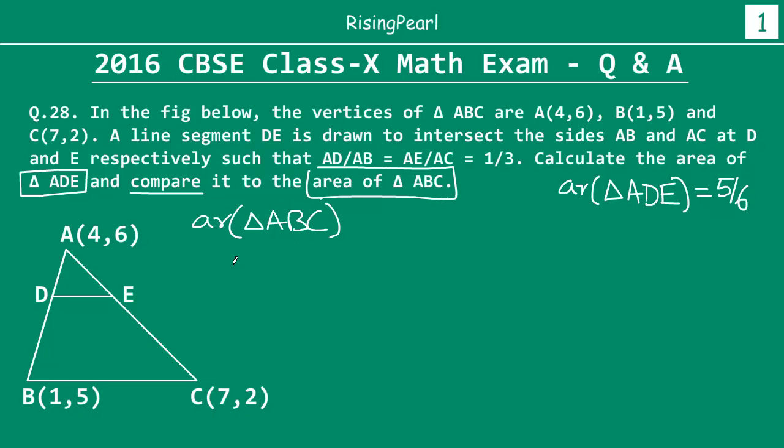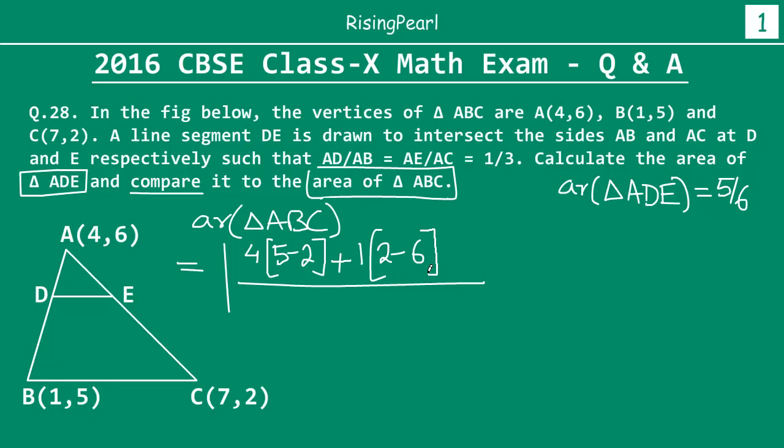Now for triangle ABC, we know the coordinates, right? So give ourselves a little bit more space. It is the absolute value of, let's write the term. The first term is 4 times 5 minus 2, plus the second term, 1 times 2 minus 6, plus the third term, x component times 6 minus 5, and this entire thing divided by 2.